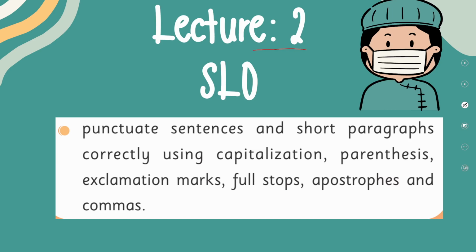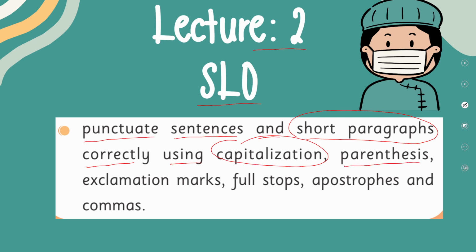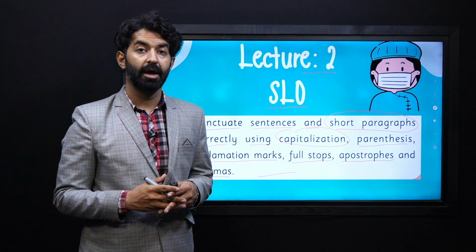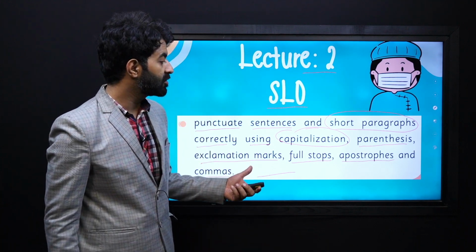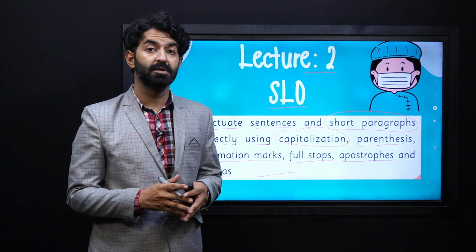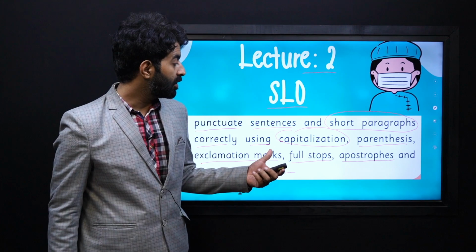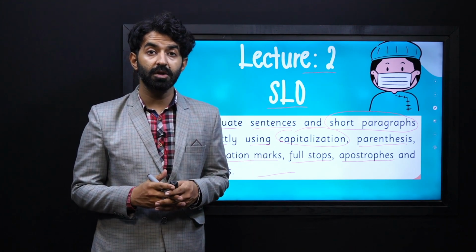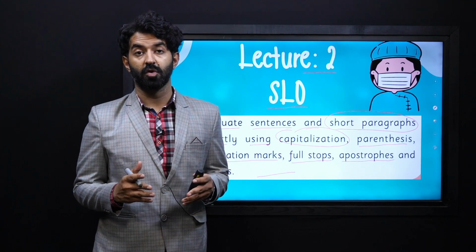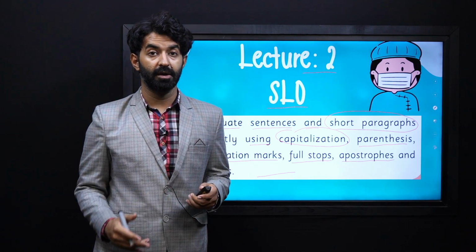Here we will be talking about the SLO: punctuate sentences and short paragraphs correctly using capitalization, parentheses, exclamation marks, full stops, apostrophes, and commas. So, all these punctuation marks like parentheses, exclamation marks, full stops, apostrophes, and commas will be discussed thoroughly with examples, and also the capitalization and all the important aspects of capitalization when we are writing.